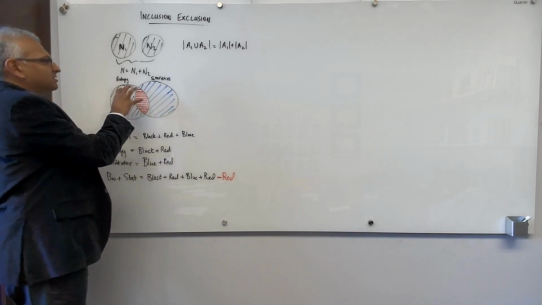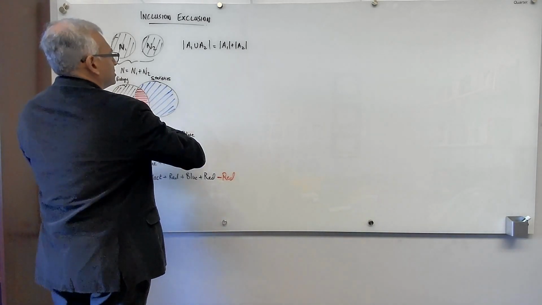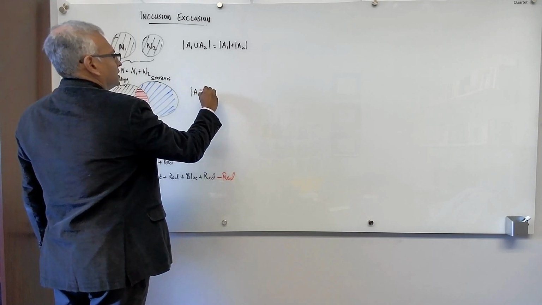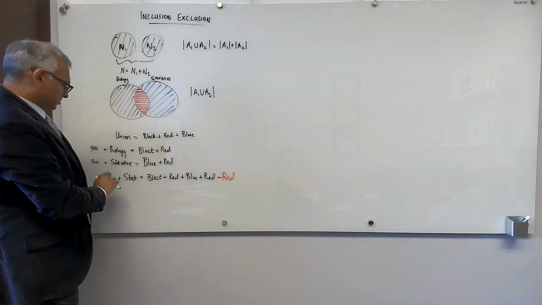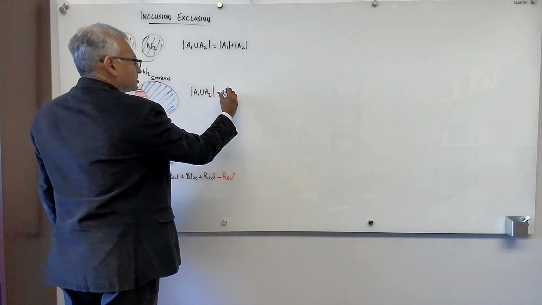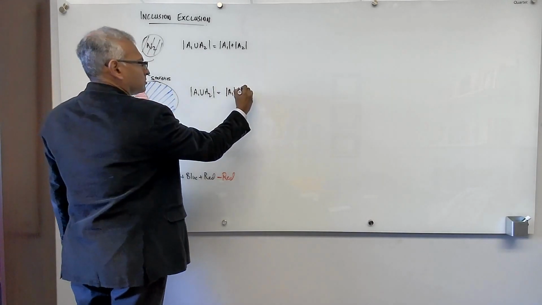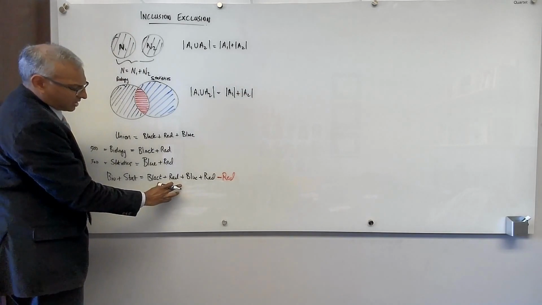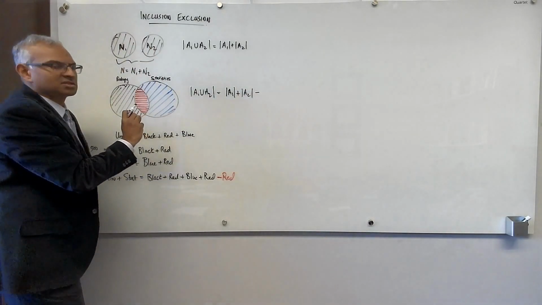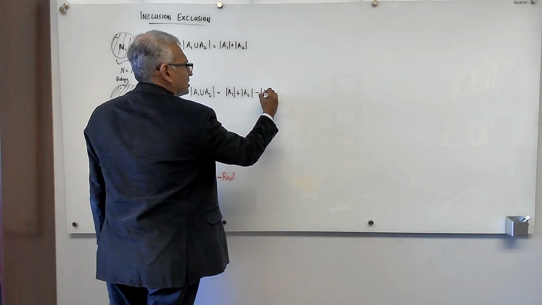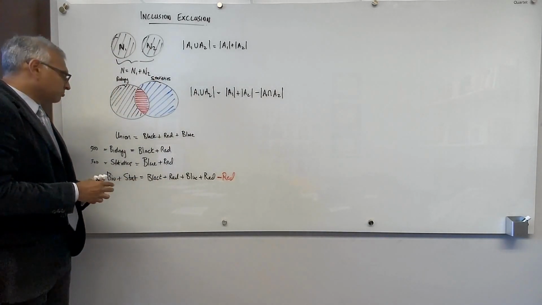Now let me write that in a more general setting where we can think of this set as A1, this set as A2, and we're interested in the union of A1 union A2. So this is the size of A1 plus the size of A2. But now that adds the red region twice, so I need to subtract the red region. But what is the red region? The red region is just the intersection, A1 intersection A2.